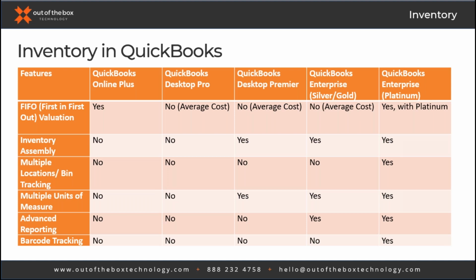Multiple locations, bin tracking, advanced reporting, and barcode tracking is available in QuickBooks Enterprise Platinum Edition. It's the best in class for inventory management, reporting, job costing, and pricing rules. QuickBooks Desktop Premier, QuickBooks Enterprise Silver, Gold, and Platinum also allow you to use units of measure when you're setting up inventory.